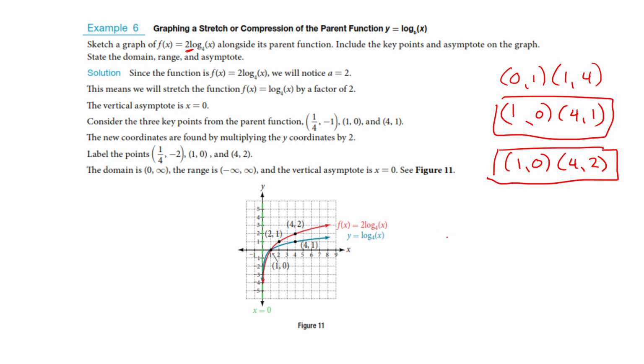Now, how about our domain, range, and our asymptote? Well, the domain hasn't changed. It's the same. It's still x has to be greater than 0, so nothing's changed there. How about our range? It's always negative infinity to infinity. And our asymptote didn't move either. We stretched this thing, but that's all we did. So x equals 0 is still my vertical asymptote.